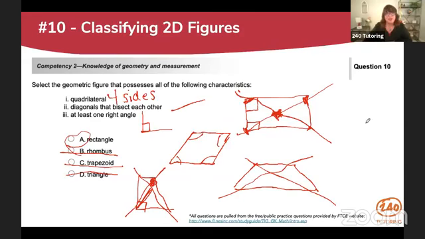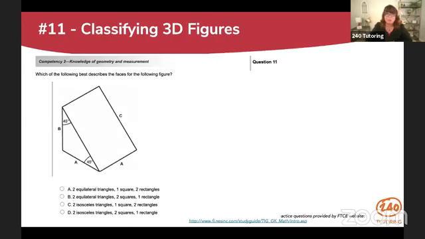So I hope that helps and that makes sense. We're going to look at a couple more before we run out of time. So this one says, which of the following best describes the faces of the following figure? Okay, so here's where you have to understand some basic terms. It's talking about equilateral triangles, isosceles triangles, squares, and rectangles.